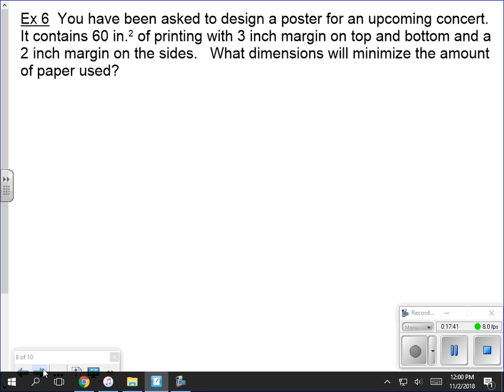So example number 6. You have been asked to design a poster for an upcoming concert. It contains 60 square inches of printing with a 3-inch margin at the top and a 2-inch margin on the sides. What dimensions will maximize the amount of paper used? Or sorry, minimize the amount of paper used. Okay. First, draw a diagram.